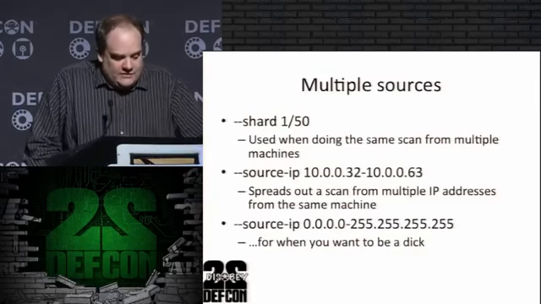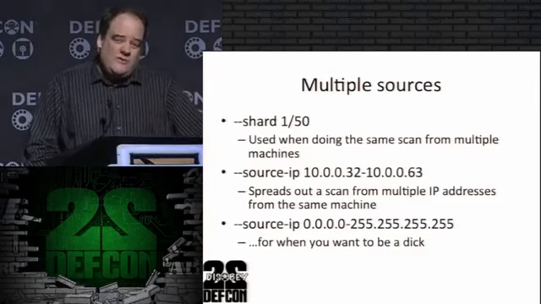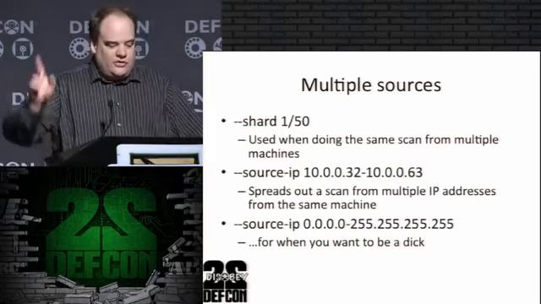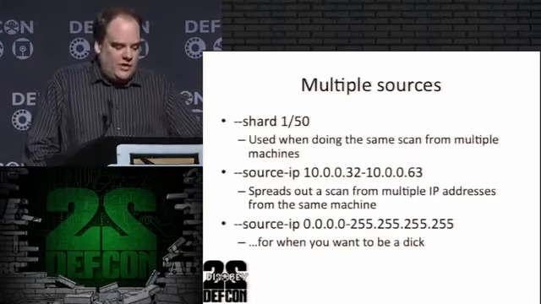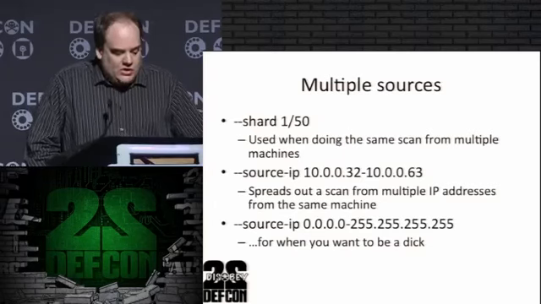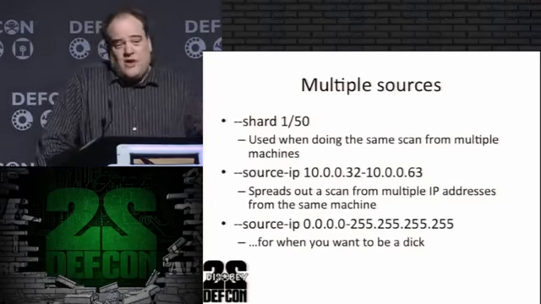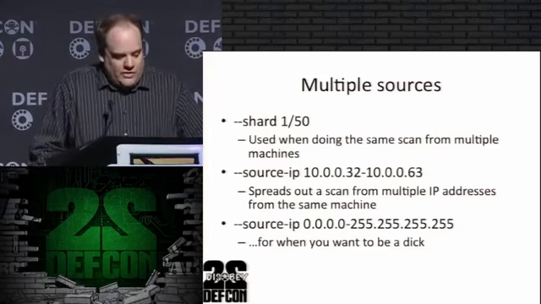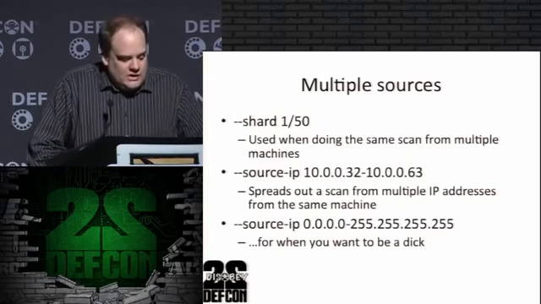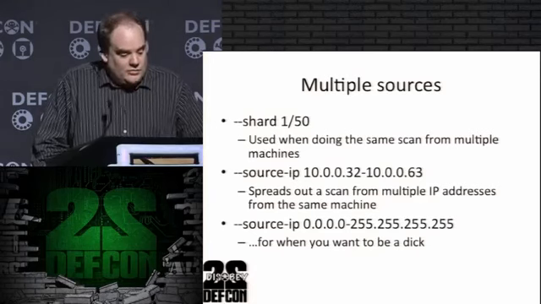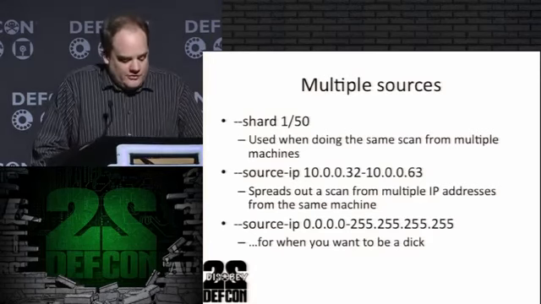One of the cool things is that you can break apart a scan, you can shard it. So if you've got 50 different machines, you can just do shard 1 of 50, 2 of 50, 3 of 50 across the machines. You can use multiple IP addresses as a range. If you've got a class C and you just want to use all those IP addresses, you just type all of them in, or type in the range. The same thing with a port. You can do a range of source ports.